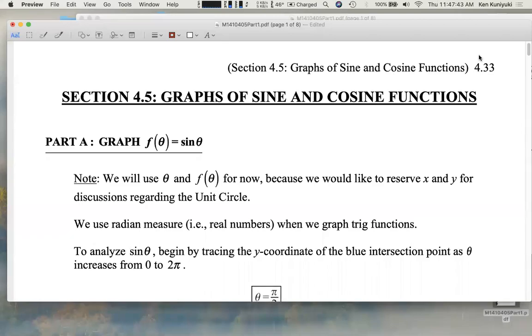Hi everyone, time to graph some trig functions, section 4.5. We'll start with graphs of sine and cosine functions.